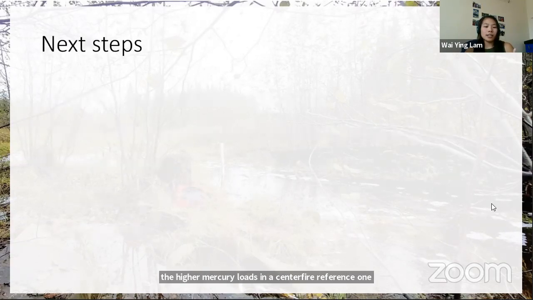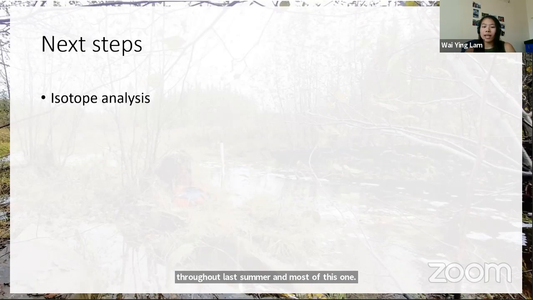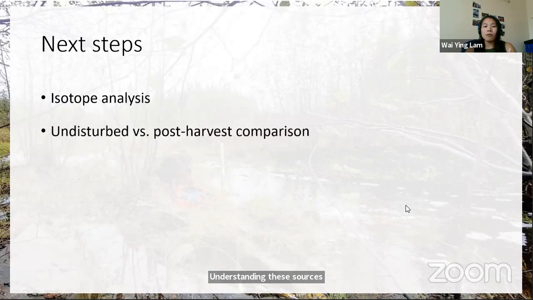So we also collected isotope samples throughout last summer and most of this one. So I'm planning to work out some metrics around how quickly water is moving through these systems and how that impacts mercury transport. And understanding these sources for variation in mercury export in undisturbed boreal forests is key, because most of these catchments are scheduled to be harvested in the next year or the next few years.